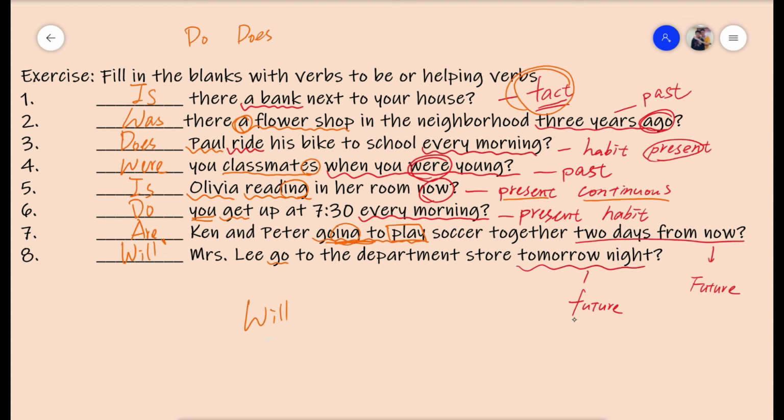So now you know how to do it. Look for the time marker, look for the verb, and decide whether to use a helping verb or a verb to be. So stay tuned and see you next time.